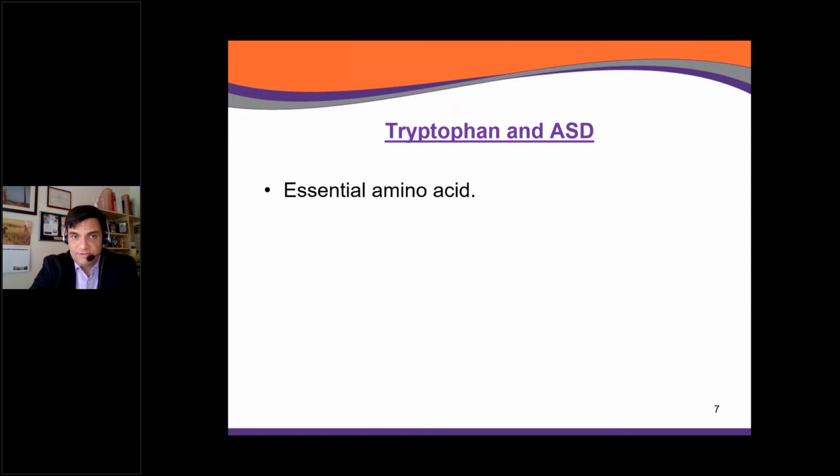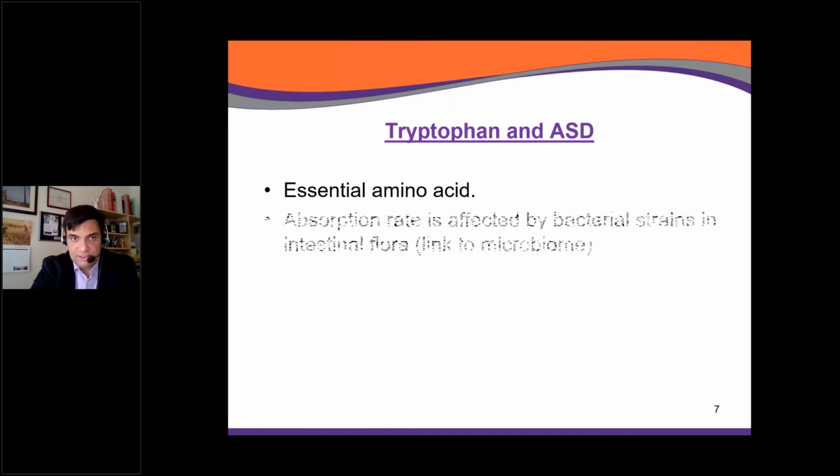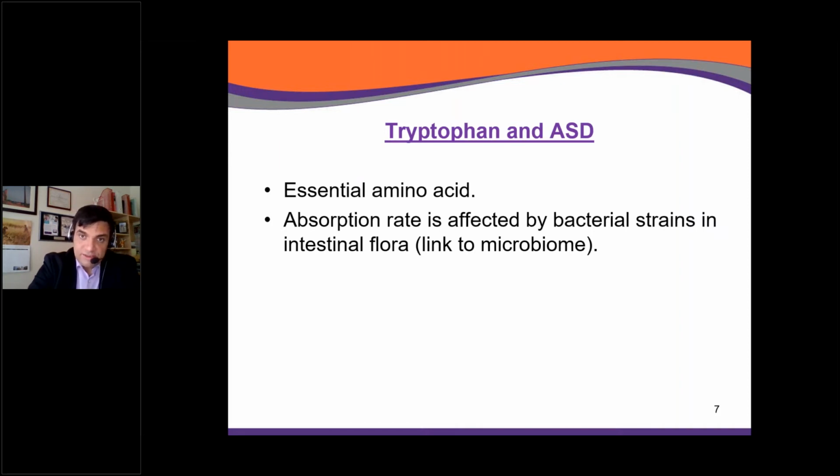And first of all, tryptophan is one of the 8 essential amino acids. So it must be introduced in our body through the diet. The absorption rate of tryptophan, so the availability of tryptophan for our organism, depends, among other factors, on the bacterial strains in our intestinal flora. So there is a link to the microbiome, which is the genome of our bacteria, and the microbiota, specifically the one in the intestine. And in several patients with ASD, abnormal strains of microbiota have been described in the intestine.